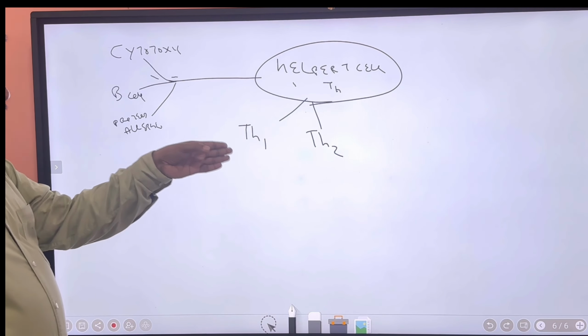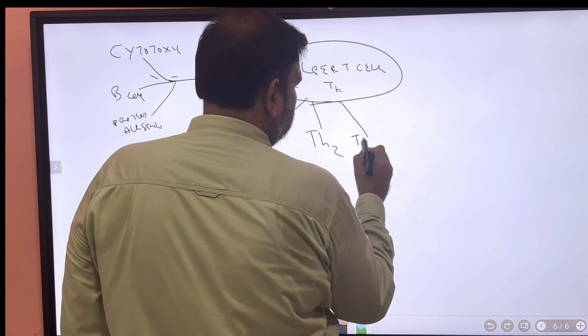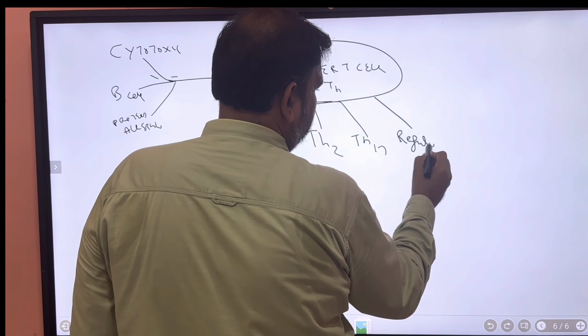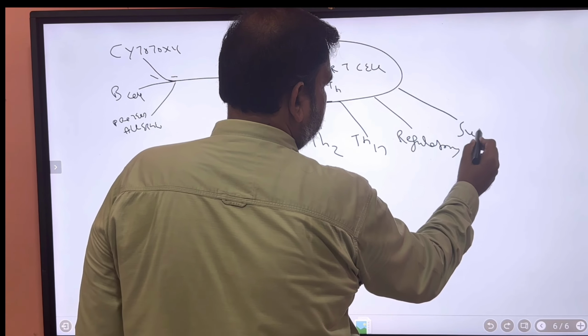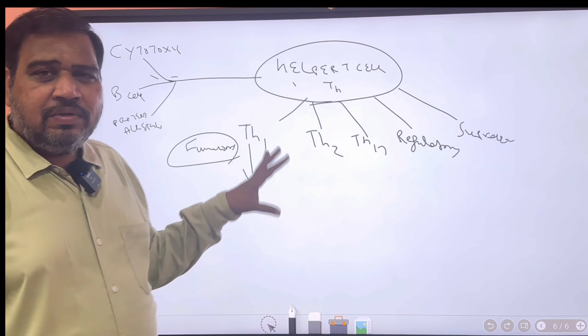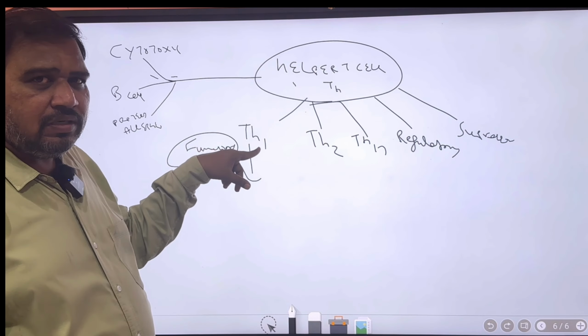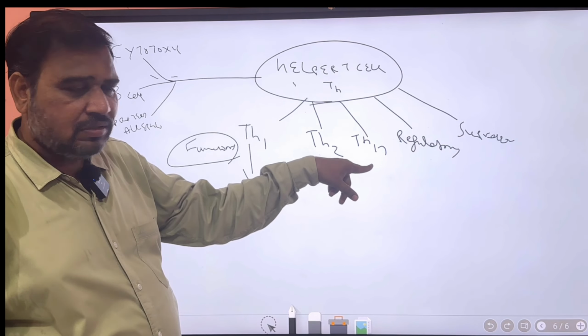Helper T cell types: Th1, Th2, Th17. Regulatory helper T cells are there. Suppressor T cells; suppressor comes for common. In this slide I am discussing helper T cells. So helper T cells are differentiated into Th1 helper T cell, Th2 helper T cell, and Th17 helper T cell.